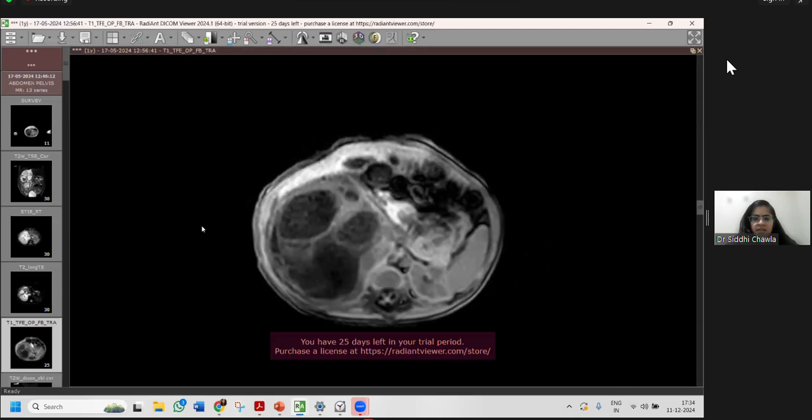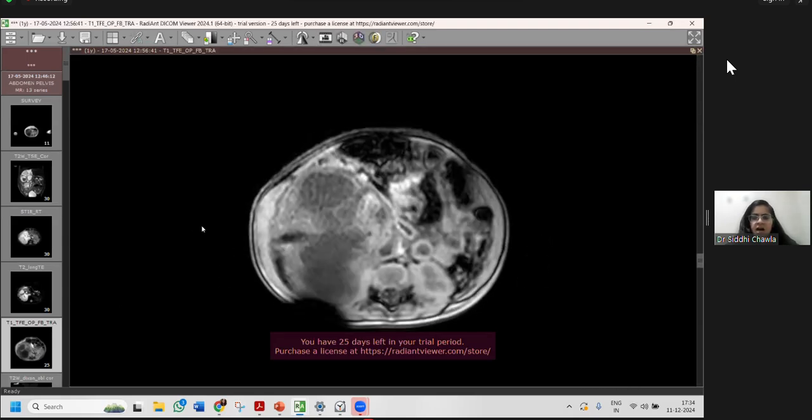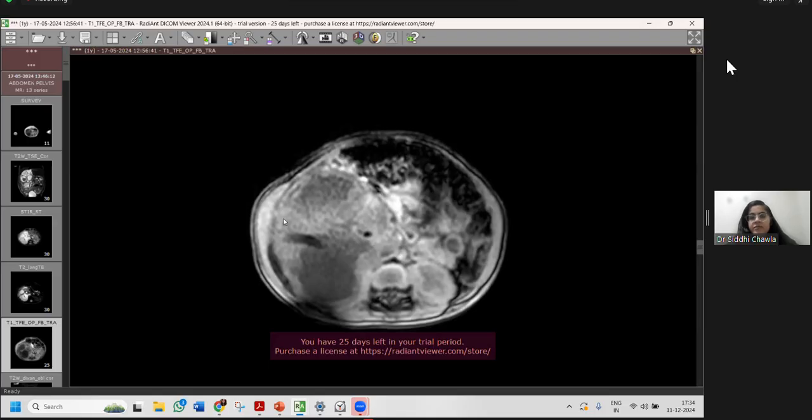So you will see that some areas of the lesion are hyperintense on T1 weighted image, because it depends on what is the content of the myxoid tissue, the concentration, and because of that, the appearance changes on MRI. So you will have some T1 hyperintense areas if the lesion is myxoid.